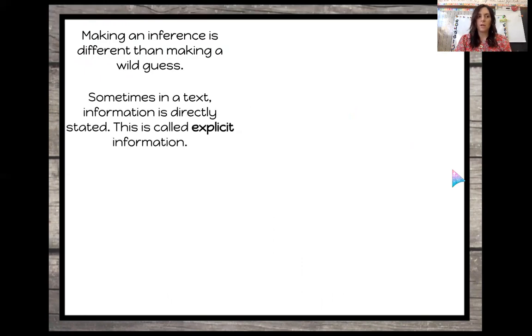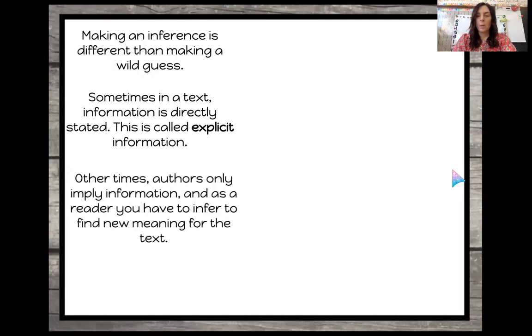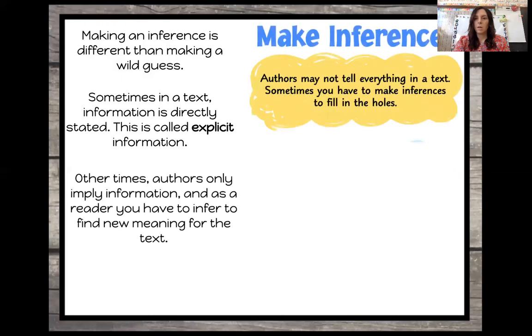Sometimes in a text, information is directly stated. When information is directly stated in a text, this is called explicit information. An example would be a sentence that said, John was angry. The text is directly telling you, so that's explicit information. But other times authors imply information, and as a reader, you have to infer to find the new meaning for the text. So let's take a look at making an inference.